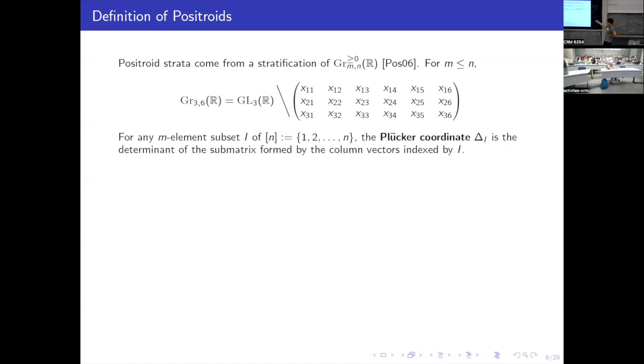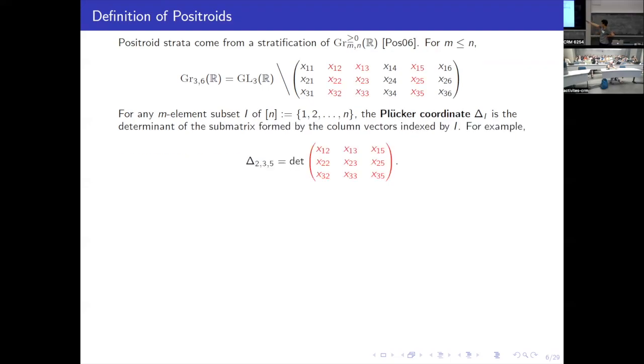For any m-element subset I, you can define a Plücker coordinate to be the determinant of the submatrix formed by the column vectors indexed by I. For example, I can take the second, third, and fifth columns, and I can define a Plücker coordinate Δ_{2,3,5} to be the determinant of this.